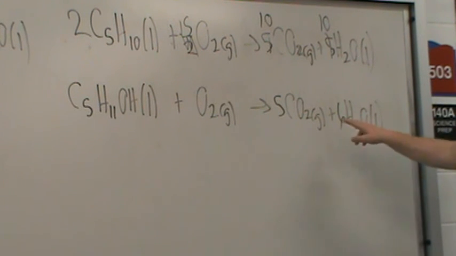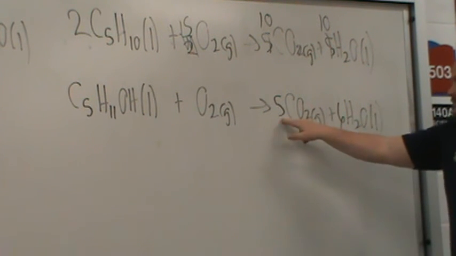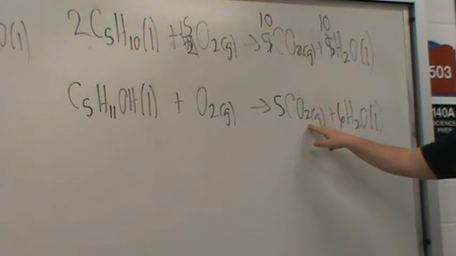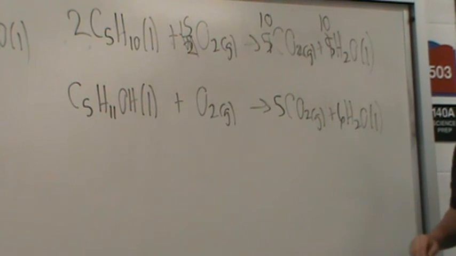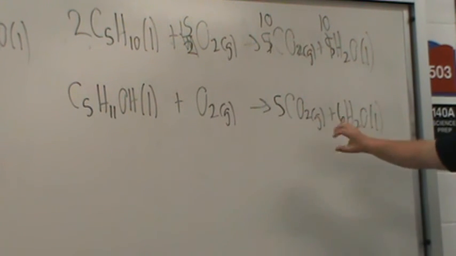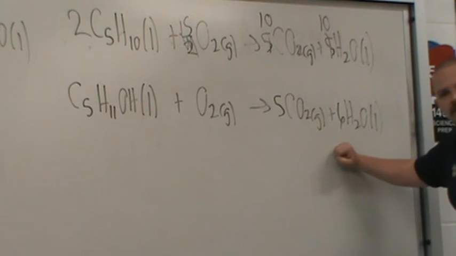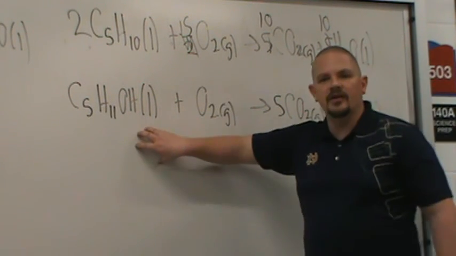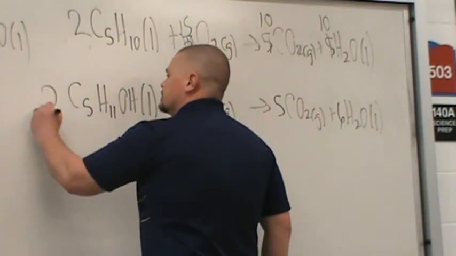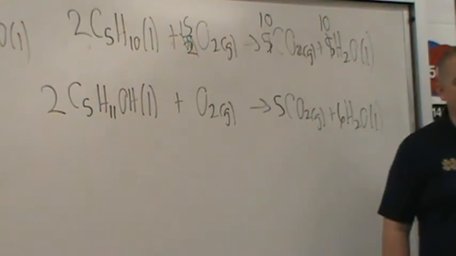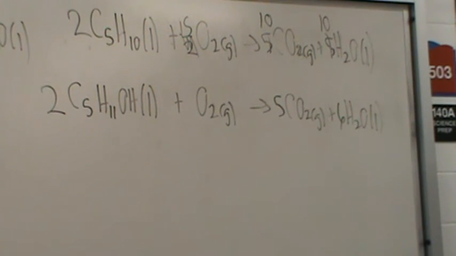Now, how many oxygens do we have total on the right-hand side? 16. 5 times 2 is 10, plus 6 more is 16. Everybody see that? All right. So here's that other if-then statement. If we have an even number of oxygens on the right-hand side and 3 on the left, we're going to put a coefficient of 2 out in front of our organic compound and reassess.